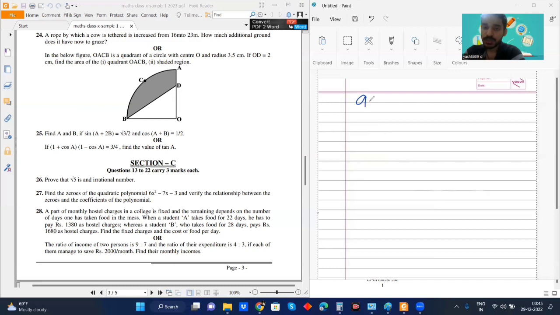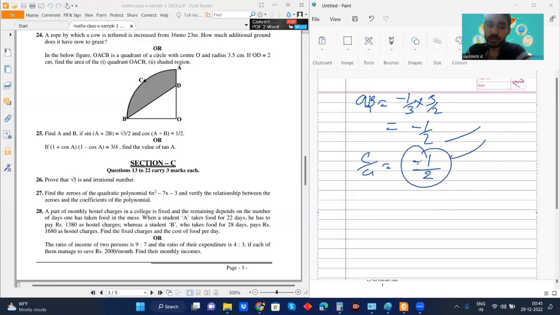Next, product of zeros. So product of zeros, alpha into beta, is equal to minus 1 by 3 into 3 by 2, which comes out to be minus half. Now c by a I have to check. What is my c? Minus 1, and a is 2. This relationship is also verified.